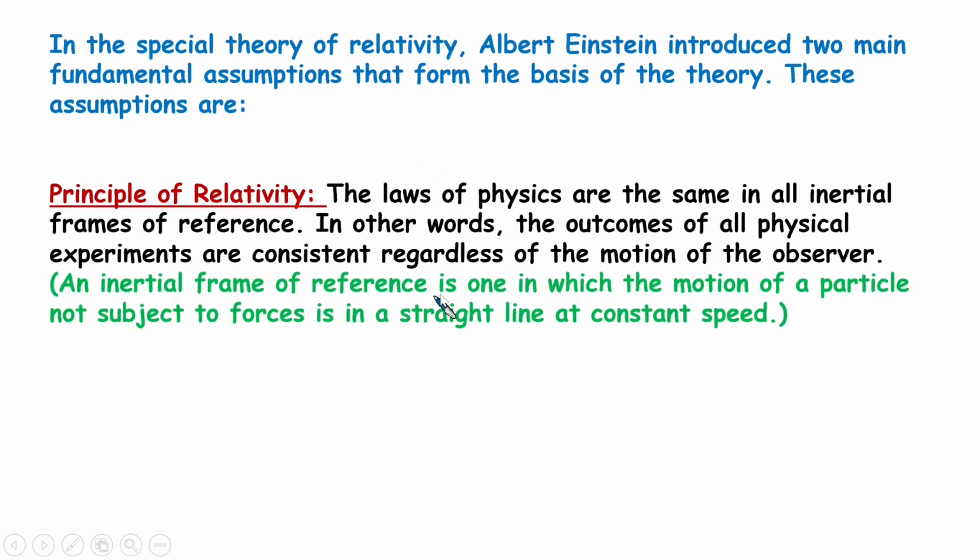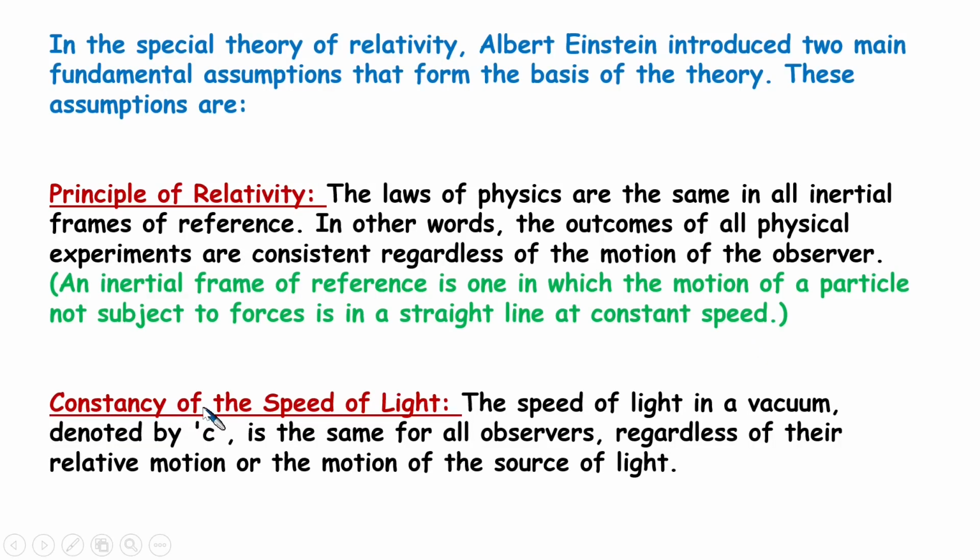So an inertial frame of reference is one in which the motion of a particle not subjected to forces is in a straight line and at constant speed. And the second assumption is the constancy of the speed of light. The speed of light in a vacuum, denoted by c, is the same for all observers regardless of their relative motion or motion of the source of light, which means that in all inertial frames, at whatever speed the observer moves, the velocity of light remains constant.